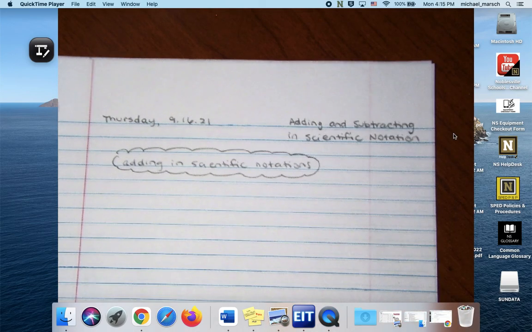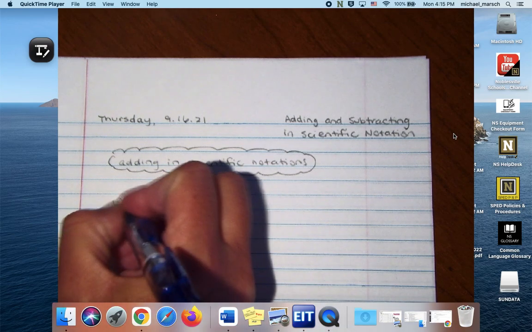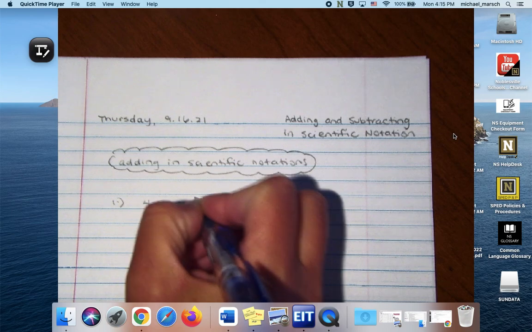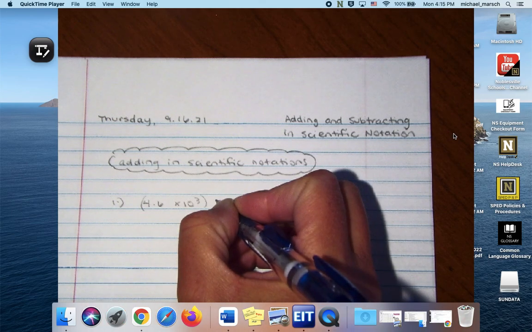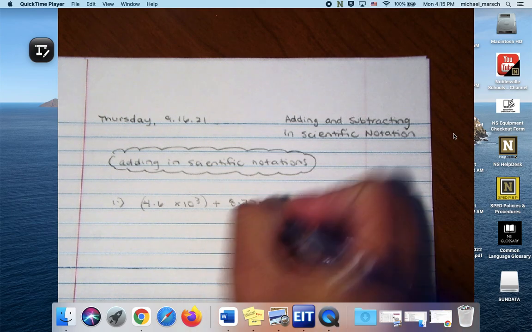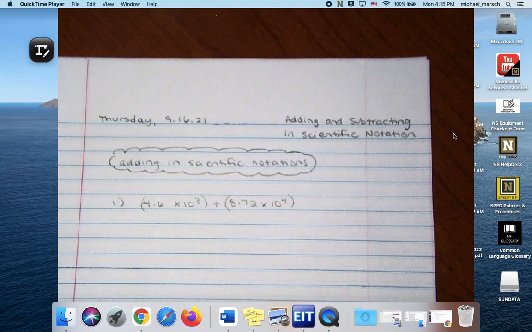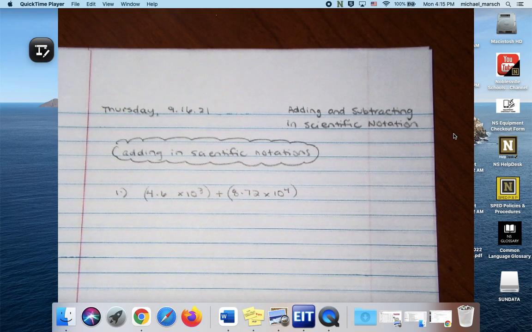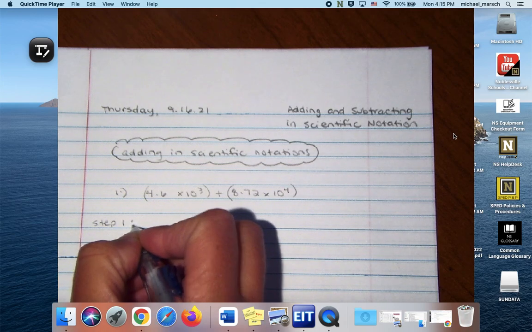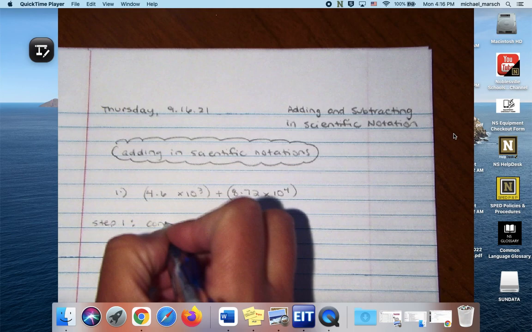Okay, adding in scientific notation. So we're going to have our first example, 4.6 times 10 to the third plus 8.72 times 10 to the fourth. Okay, so what you're going to do here, we're going to have some steps. So step 1, you guys love when I have steps. We're going to convert the values to standard form.